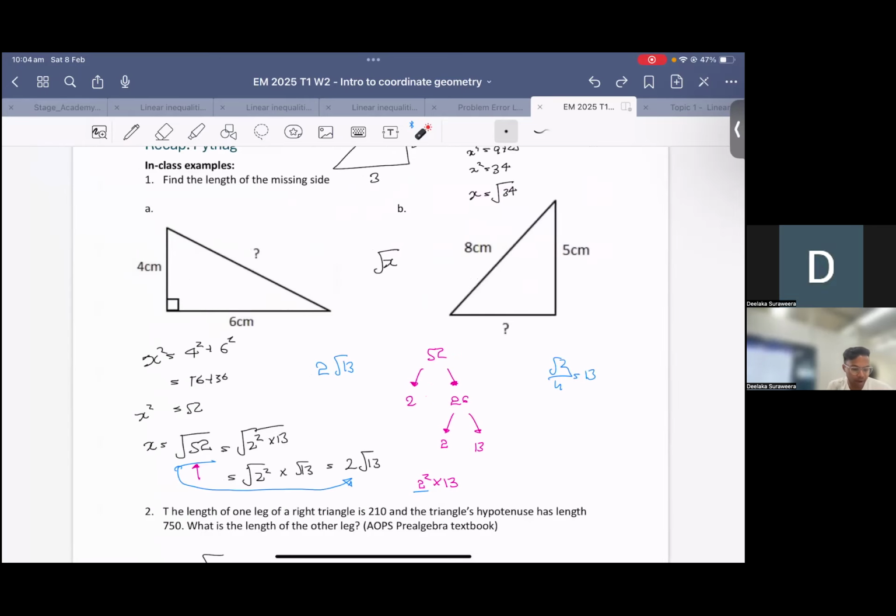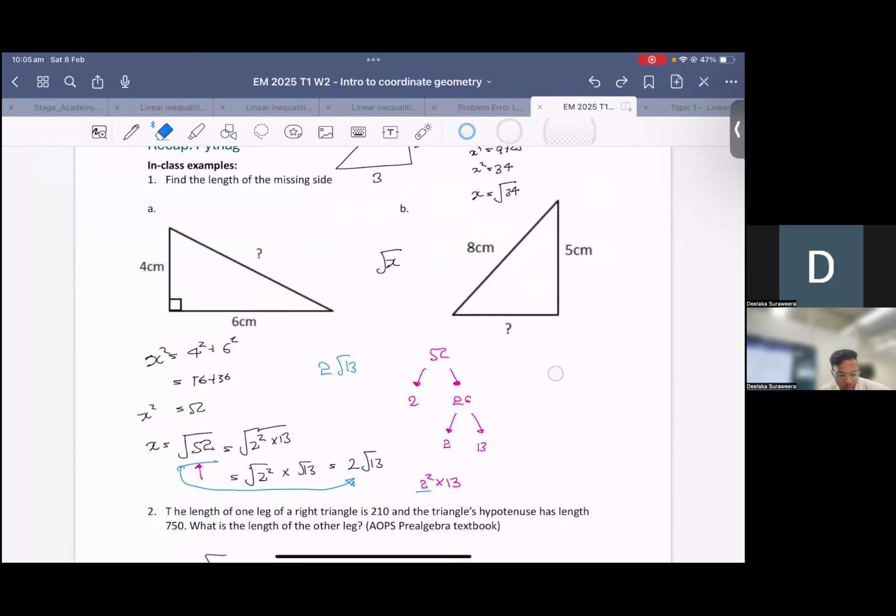All right, and part B. Important thing about part B: the missing side is not the hypotenuse. So it's not C. C is already here. So this is, let's say, B or X. This could be B, let's say, or A. So it's 5 squared plus B squared, that's 8 squared.